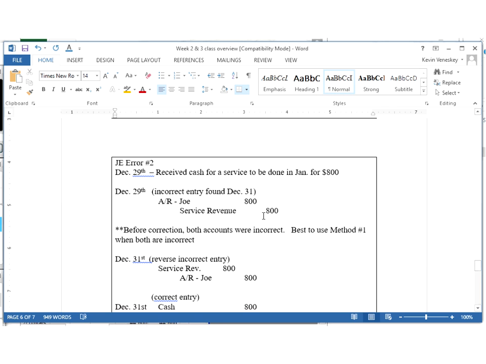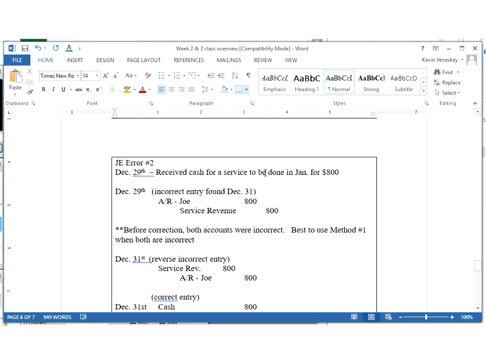So when both of the accounts are wrong, it's just easiest to go ahead and do method number 1. So let's look at here what happened. We received cash for a service to be done in January, so next year, for $800. Well, we recorded the entry on the 29th for a promise to be paid from our customer Joe for the service done. Well, for one, we didn't get a promise to be paid. We actually got paid, so we know the debit's wrong.